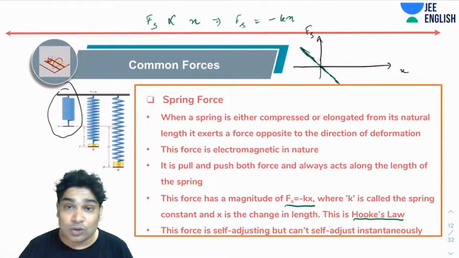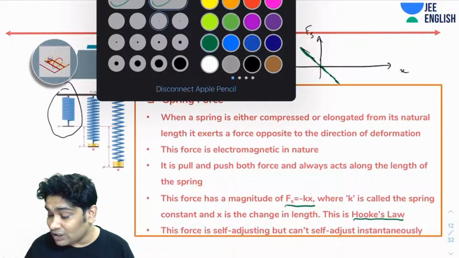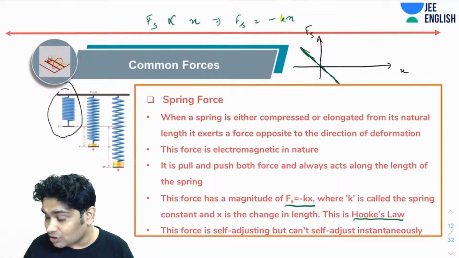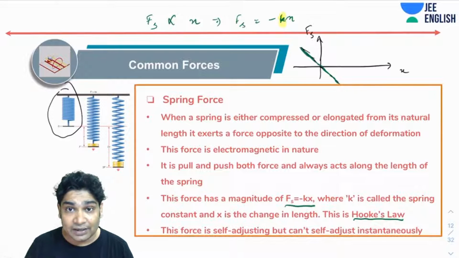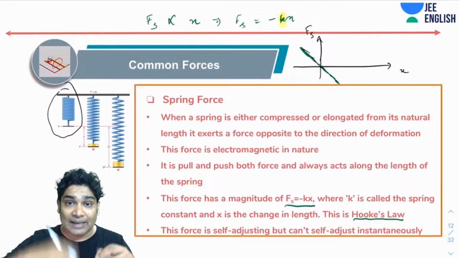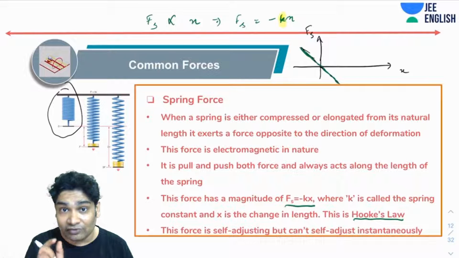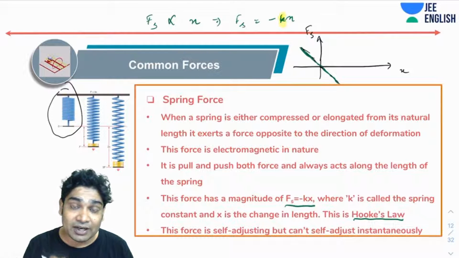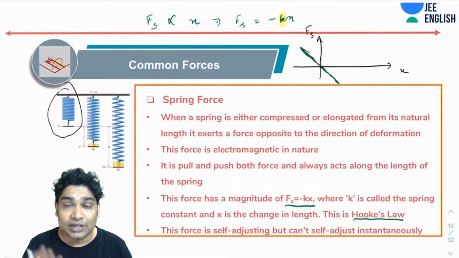This is known as Hooke's law, and this k is called the spring constant. Spring constant is a property of the spring. It depends on the size, material, and even the shape, the kind of turnings that it has. So spring constant is a property of the spring, and this will only be determined experimentally. You can design springs differently to change the case.